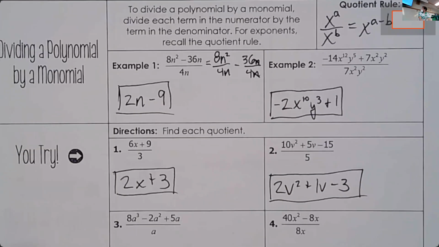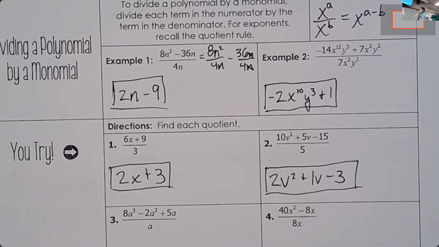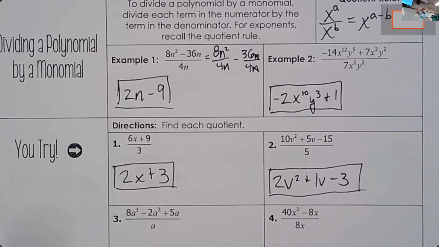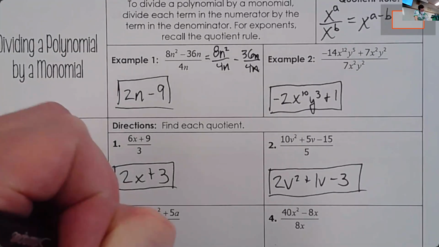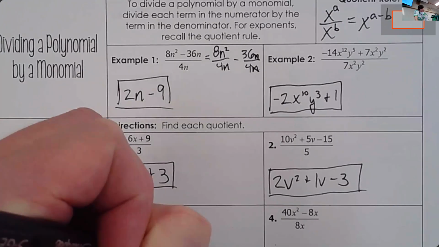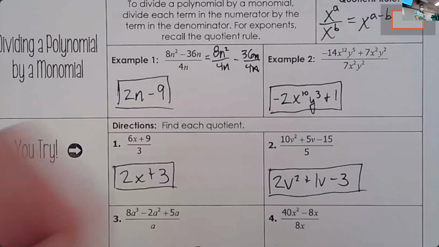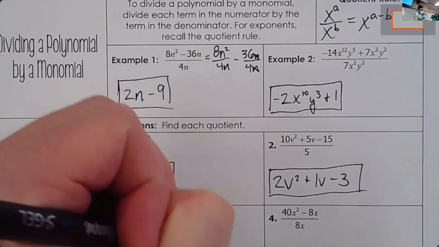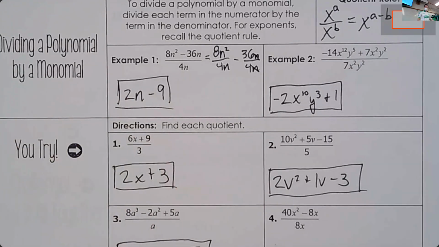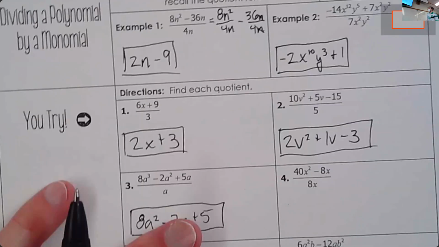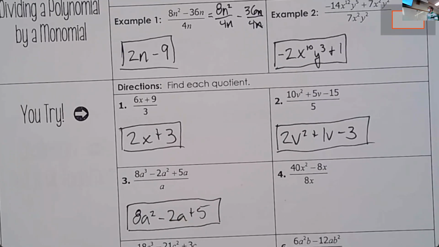All right, next one, we're dividing by a. So we're just dividing by a variable on this one, meaning that every single exponent is just going to be reduced by 1 because we're just taking away 1 from the exponent. So on number 3, we're going to get 8a squared minus 2a plus 5. So just take away one factor of a from each one of those because you're dividing by a. There's number 3.